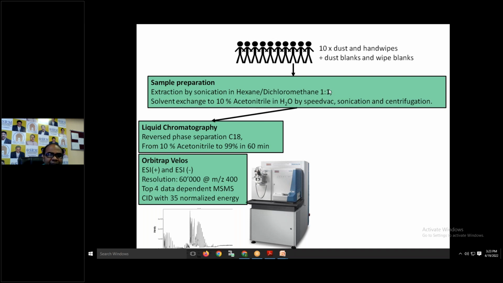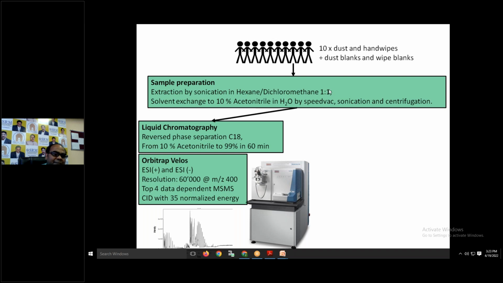So we are separating it by methods like sonication, with organic solvents like hexane and dichloromethane in a 1:1 ratio. We maintain that and prepare the sample. Then we exchange those samples to 10% acetonitrile in water by using speed vac, sonication and centrifugation, right?